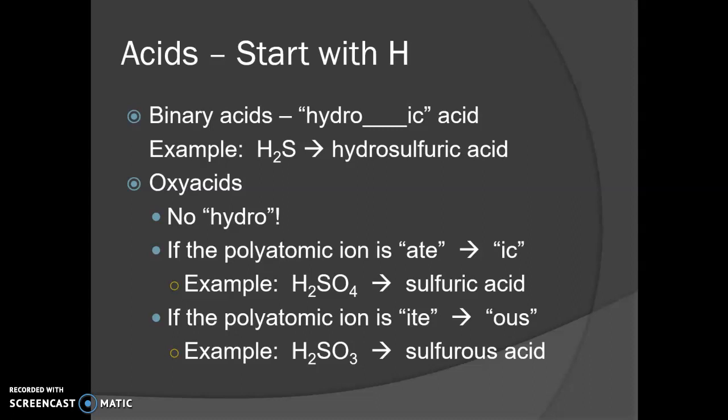And then you just use those 2 rules. So ate turns to ic and ite turns to ous. So H2SO4 is an acid. It starts with H. SO4 is sulfate, and ate turns to ic, so it becomes sulfuric acid. And then that last one, SO3 is sulfite, so ite turns to ous. And again, notice no hydro because it's a ternary acid.